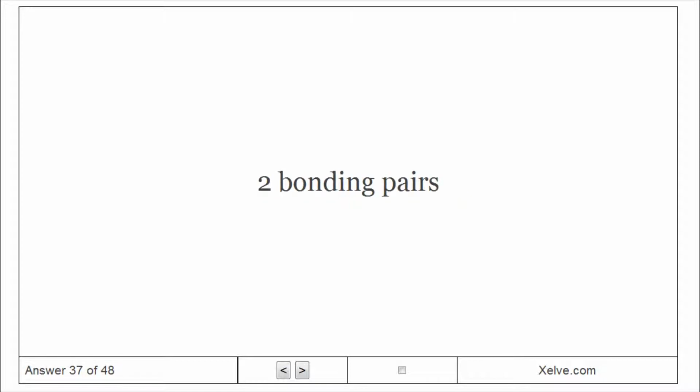SP: 2 bonding pairs. SP2: 3 bonding pairs. SP3: 4 bonding pairs. SP3D: 5 bonding pairs. SP3D2: 6 bonding pairs.